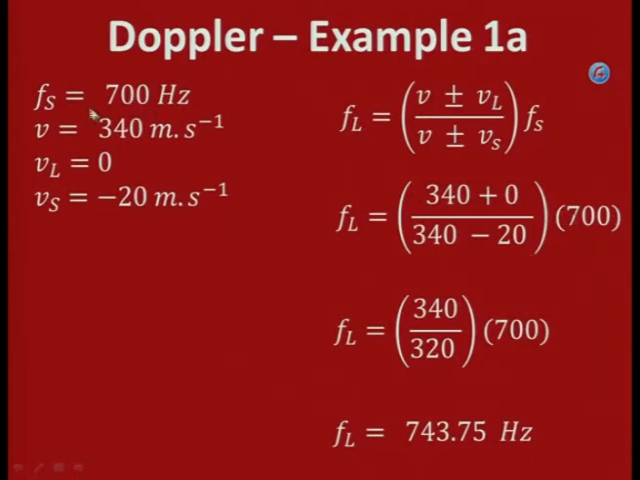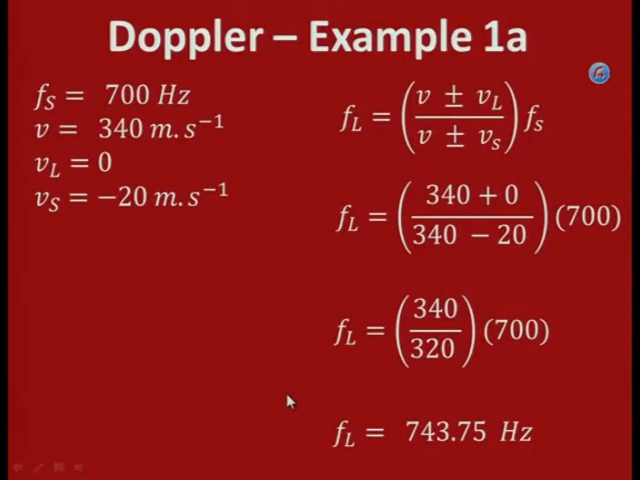700 for Fs, 340 for V, 340 for V again. The VL is 0 because you are standing still, and the Vs is minus 20. So if you do the calculation, you'll get 743.75 Hertz. That is the frequency that you will hear when you are standing still on the pavement.